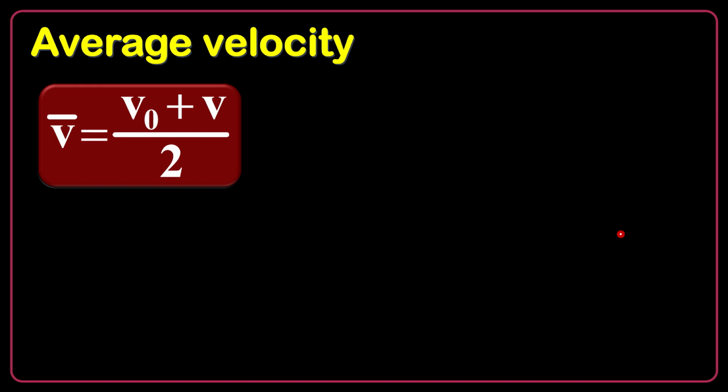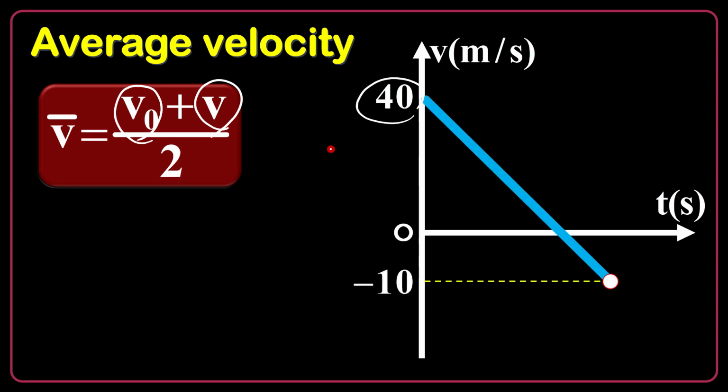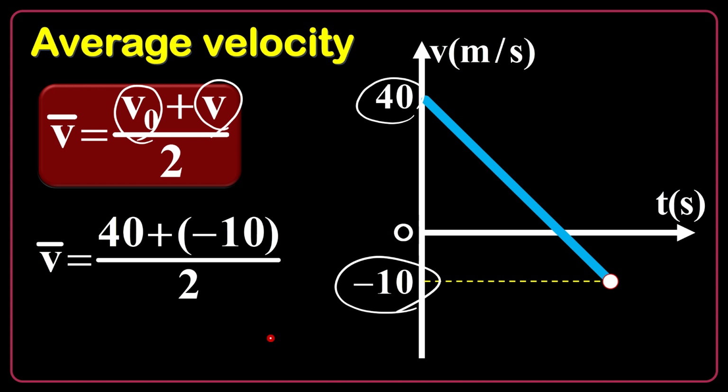You know that average velocity, like any other type of constant acceleration motion, is the initial velocity plus the final velocity divided by 2. So, for example, suppose that the motion starts from a positive initial velocity like that, 40 meters per second. The descending line is like this, and then I take the final velocity to be negative 10. How should I find the average velocity? It's very easy. I just add them up and then divide by 2.